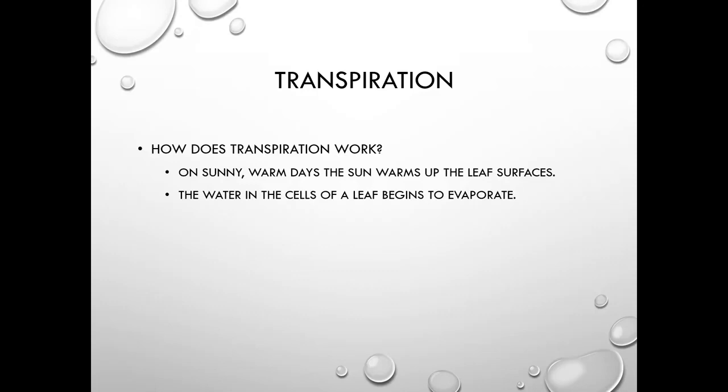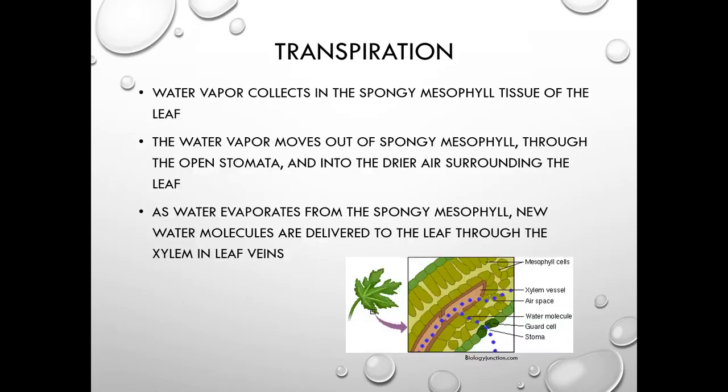So how does it work? On sunny, warm days, the sun warms up the leaf surfaces and the water in the cells of a leaf begin to evaporate. So the water vapor collects in the spongy mesophyll tissue of the leaf. The water vapor moves out of that spongy mesophyll through the open stomata and into the drier air surrounding the leaf. As water evaporates from the spongy mesophyll, new water molecules are delivered to the leaf through the xylem in leaf veins.